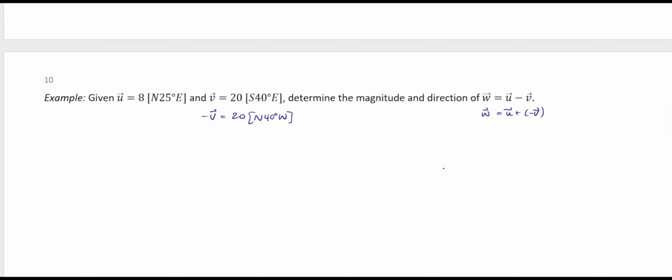Okay, I'll quickly show you this right here. You don't have to copy this out. But if I was going south 40 degrees east, okay, we'll say that that's 40 degrees, and I want to go in the opposite direction, well then that's going to be north 40 degrees west. Okay, so let's just get rid of that right there, now that we've explained what that negative vector means. So I'm going to take U, and I'm going to add that to negative V.